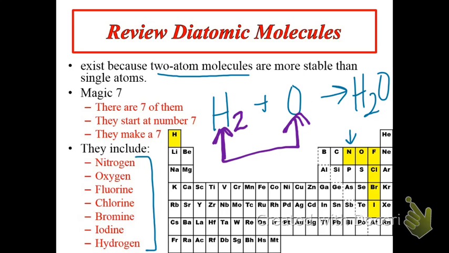Same thing with oxygen. It always exists as a 2. So these 7 elements you would never see written as just nitrogen or just oxygen. It always would be N2 or O2 if it is existing outside of a compound, meaning by itself. That's something you want to make sure you are aware of when we write reactions, because if not, it's going to be really hard to balance your reactions.